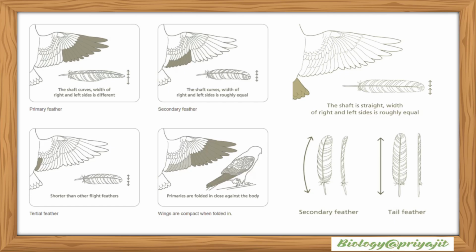The last image shows a comparison between a secondary feather and a tail feather. The secondary feather, left, is slightly curved with equal sides, used for lift on the wing. The tail feather, right side, is straighter and stiffer, helping with steering and balancing during flight.